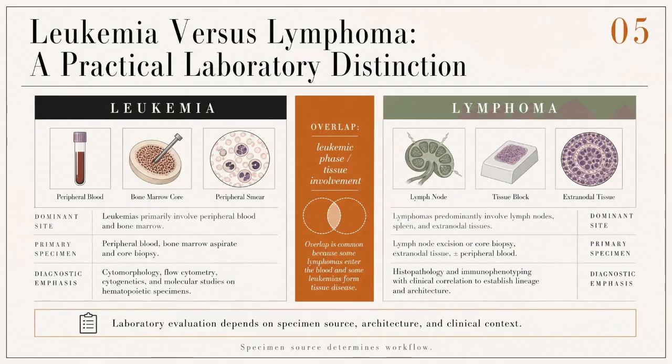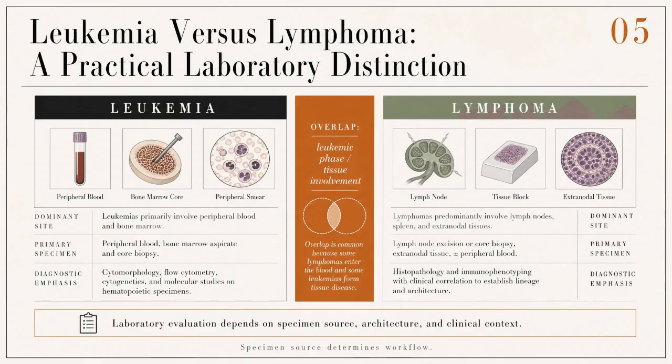It is important to recognize that the distinction between leukemia and lymphoma is not always absolute. Some lymphomas may exhibit a leukemic phase with circulating malignant cells, while certain leukemias can form nodal or extranodal masses. This overlap necessitates a multi-parameter diagnostic approach, integrating morphology, immunophenotyping, flow cytometry, and molecular genetics. From a histotechnologist's perspective, understanding the clinical context and specimen source guides appropriate triage decisions, ensuring that each sample receives the correct processing and ancillary testing to support an accurate diagnosis.